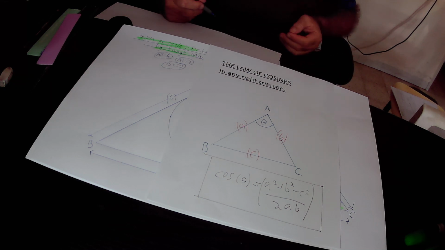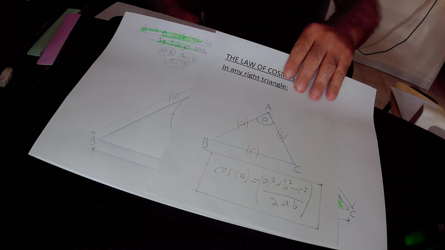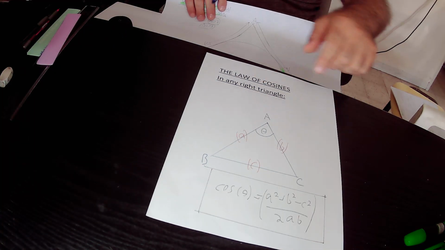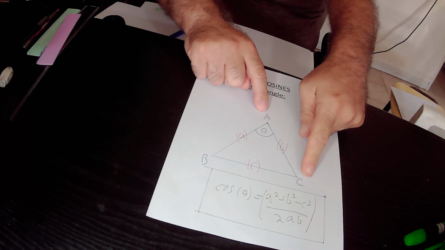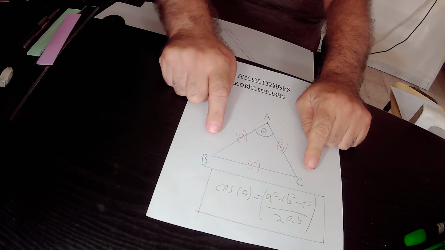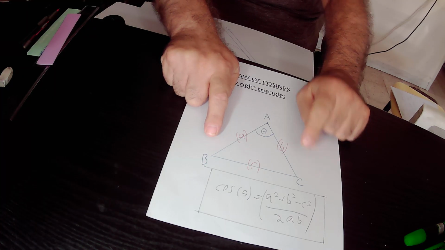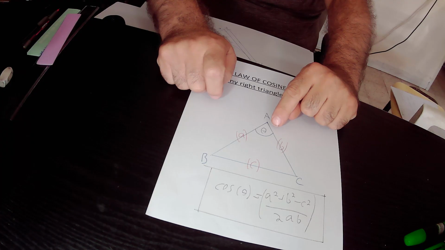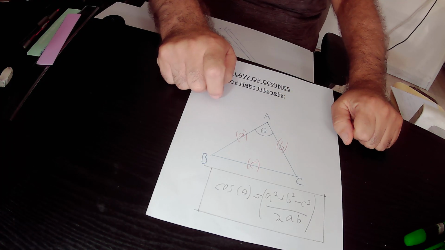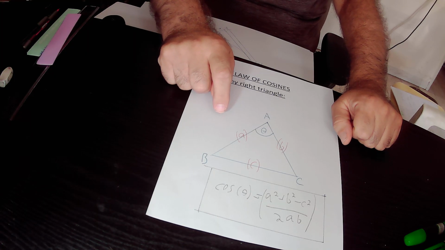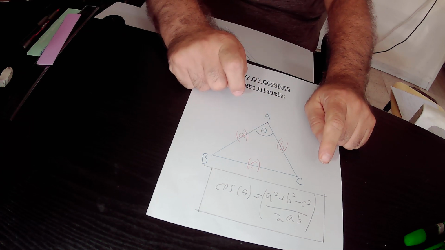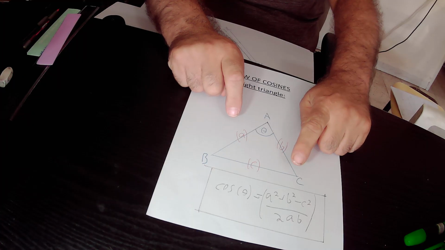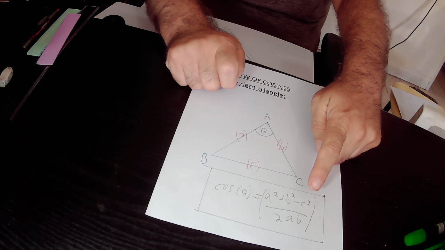The law of cosines is true in any triangle. This is triangle ABC, that could be any triangle. Side AB equals A units in length, side AC equals B units in length, side BC equals C units in length. This is angle BAC, which equals theta degrees in its size. In this triangle ABC, the following equation is true: cosine theta equals A square plus B square minus C square over 2 times A times B.